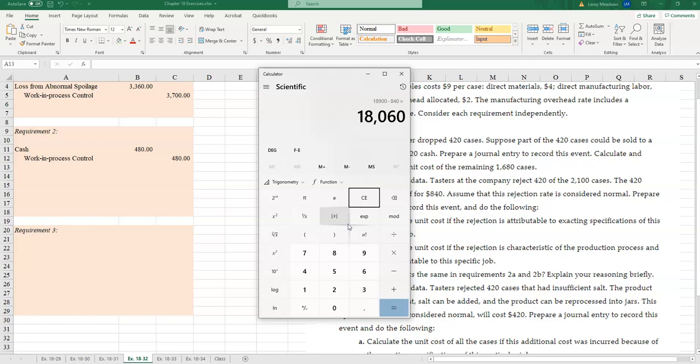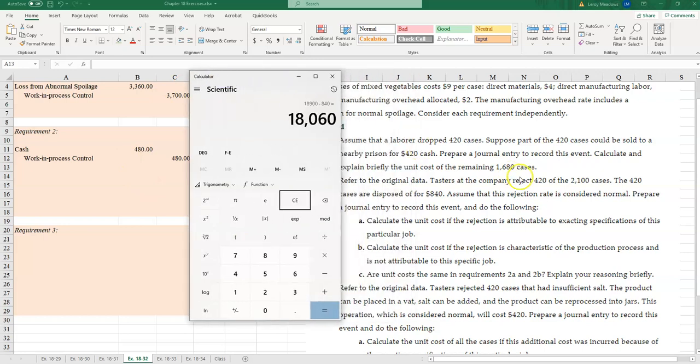So remaining good cases, how many were there? We're told 1680. We could also compute that as 2100 total cases minus 420. That would also get to 1680 cases. So I'm going to take the $18,060 and spread that out over 1,680 cases, and I get a unit cost of $10.75. So the remaining units that are good absorbed the net spoilage from the job, because that spoilage was related to that specific job and because of the specifications required by that specific job.